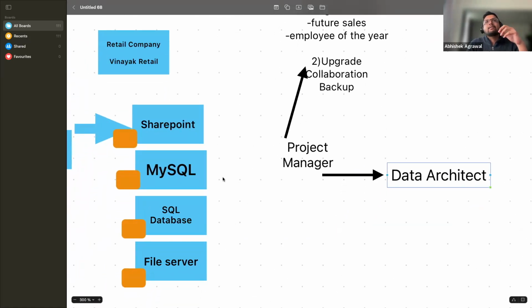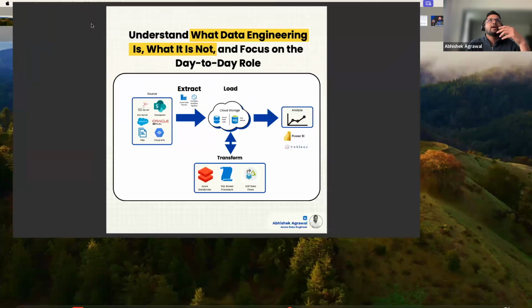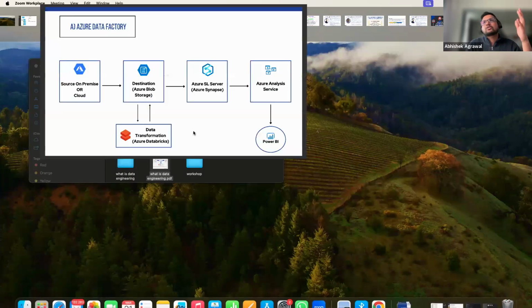And the data architect will also try to understand, so the data architect will ask many business questions to him, like, how many data points does Vinayak Retail have, and what are the different sources he has, right? And then he will try to prepare an architecture diagram. Architecture diagram means he will prepare this kind of architecture diagram which can solve the problem.